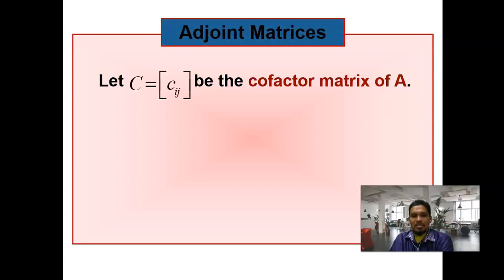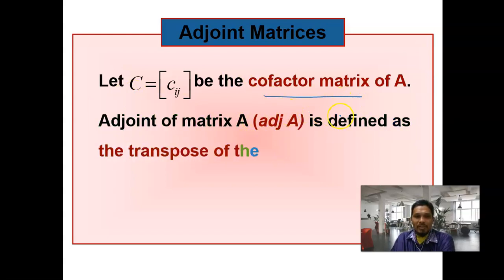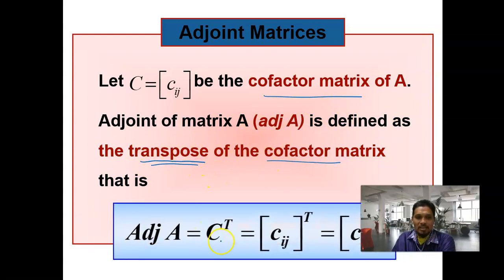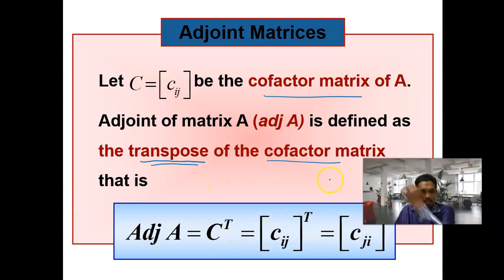So adjoint matrices: let's say C is the cofactor matrix of A. So the adjoint of matrix A is defined as the transpose of the cofactor matrix, that is this one here. Please refer to your lecture notes, and this explanation is exactly the same.